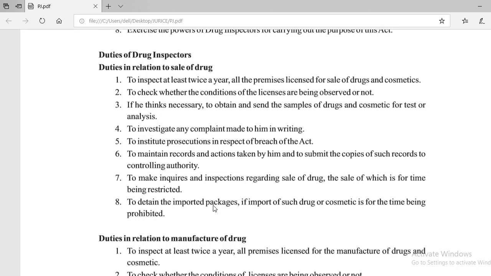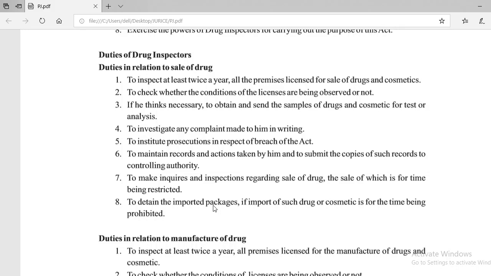He can make inquiries and inspection regarding sale of drugs, the sale of which is for the time being restricted. This is also simple, that he can make inquiries and inspect regarding sale of a drug, the sale of which is for the time being restricted.